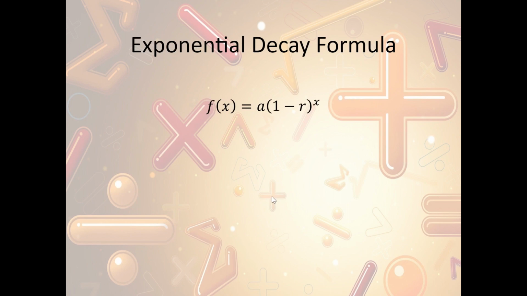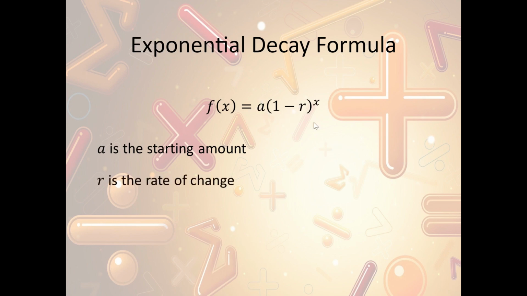Now, the exponential decay formula looks like this. F of x equals a times (1 minus r) to the x. So it's the same as growth, except this is minus r instead of plus r. A is still the starting amount. That's how much we start with. So if we were talking money that we owed, well, that might be A, right? So that's our starting amount, how much we owe.